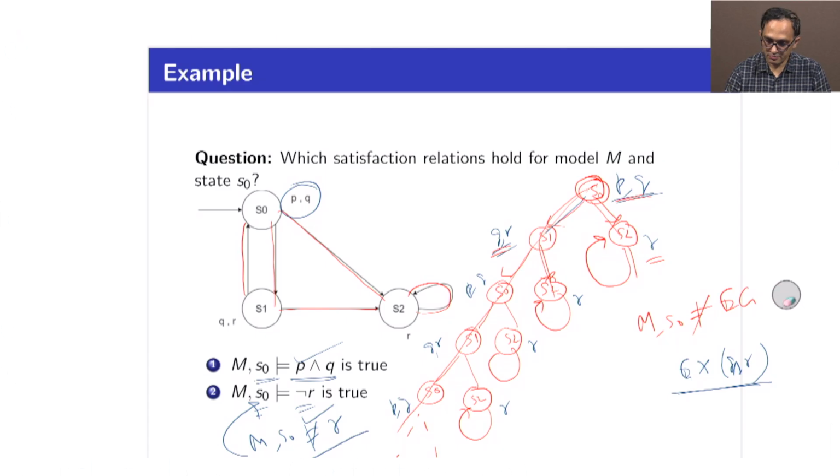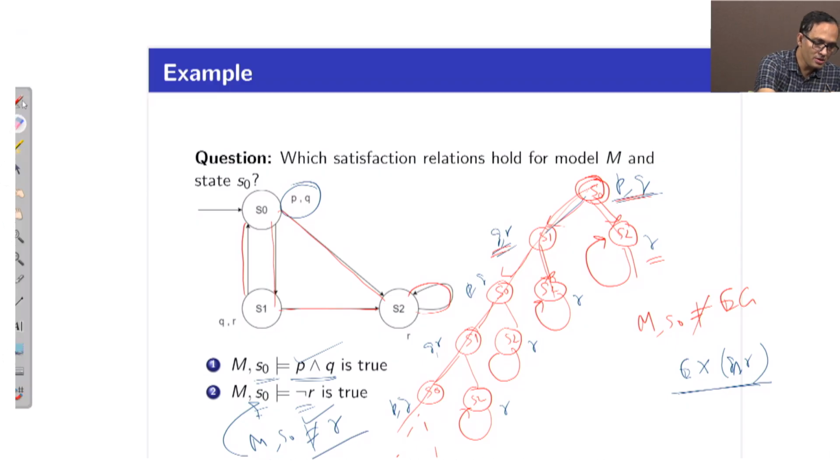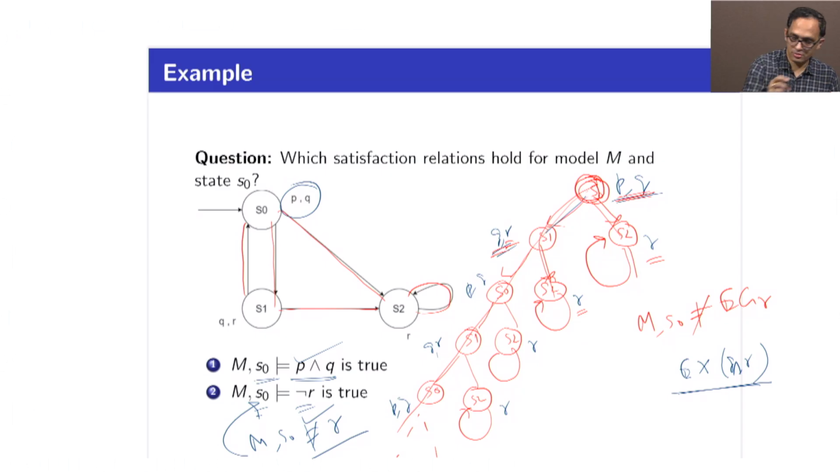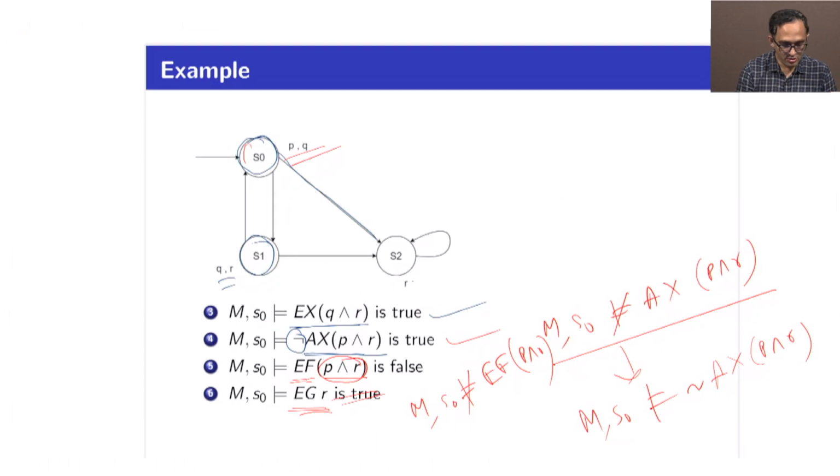It means there does not exist any path in which globally R holds. In all other states R holds except S0. So, if you think about this path, here R holds, but R does not hold here. So, it does not matter, right. If you start from here, you think about this path, here R holds, here R holds, but in the start state itself R does not hold. So, this is not true, right. So, this does not hold.